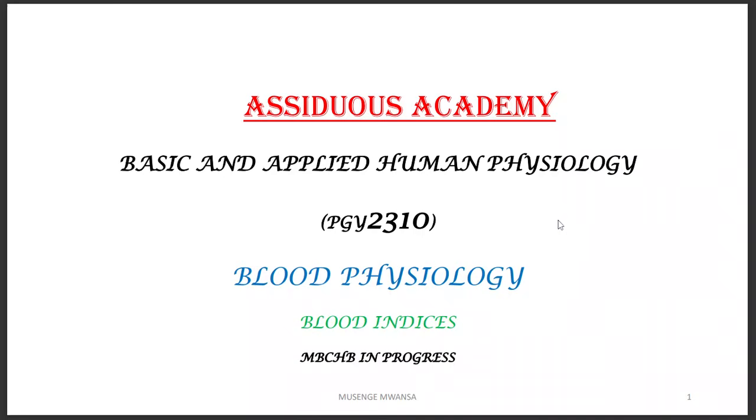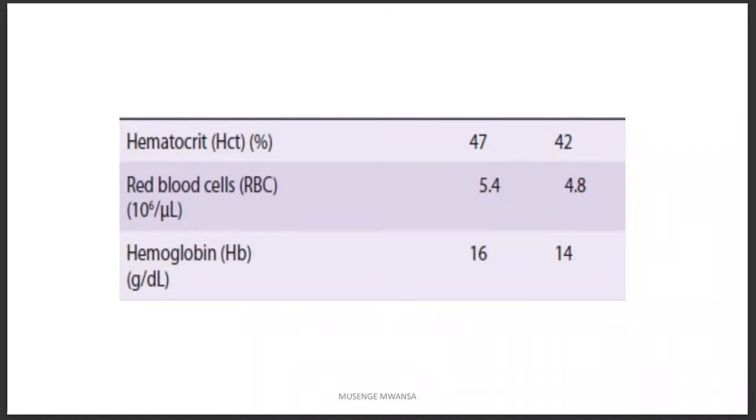Let's talk about blood indices, parameters that we're able to use to determine or to assess and interpret various blood components. So let's talk about first these and understand them before we go to the indices. So we have got hematocrit.